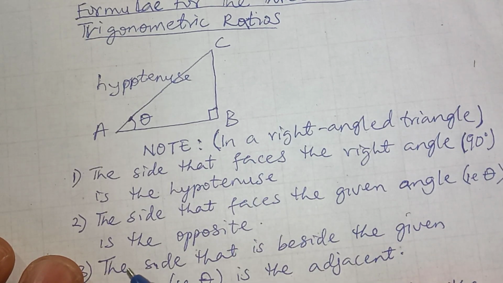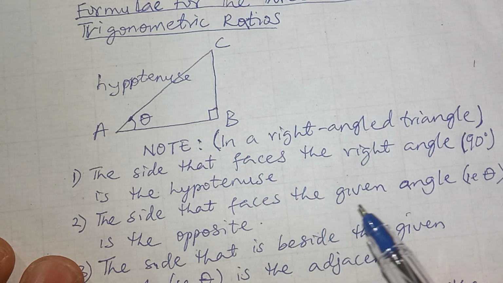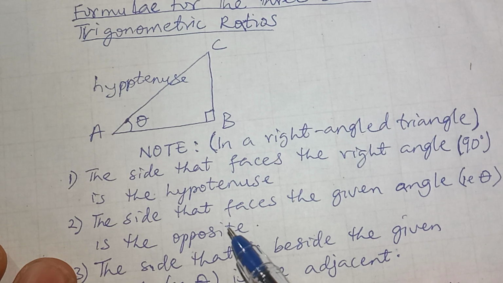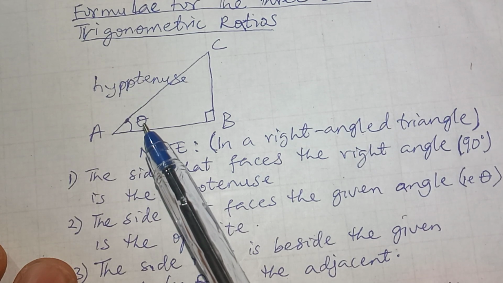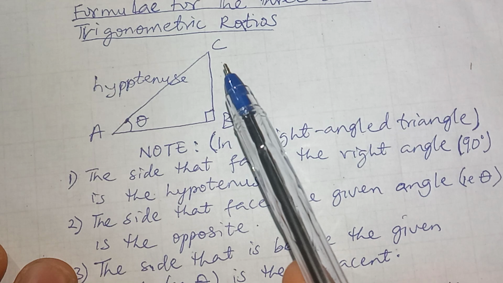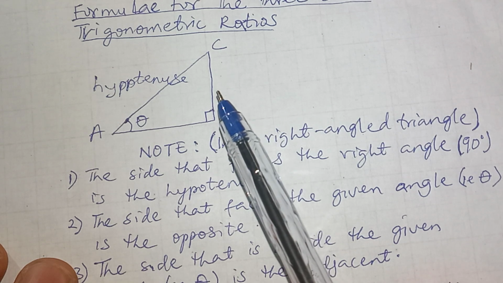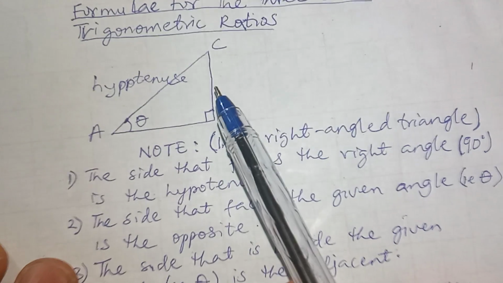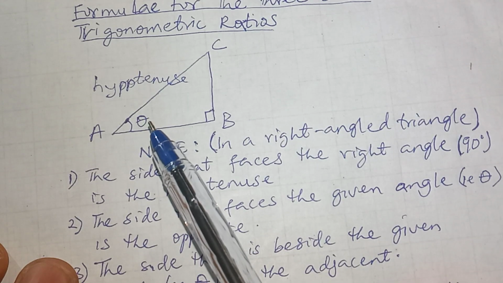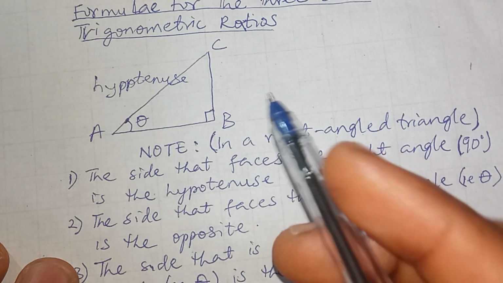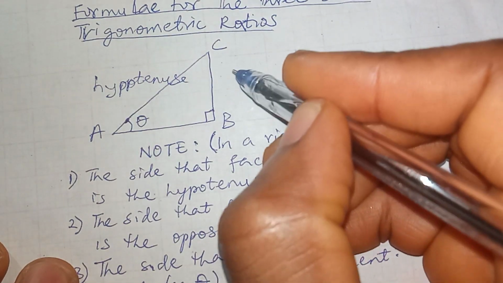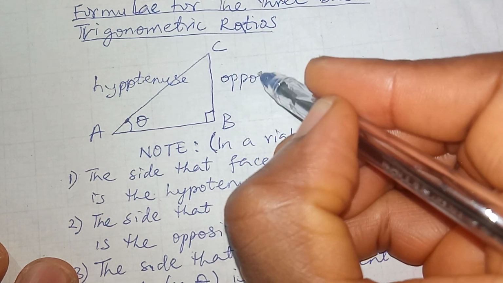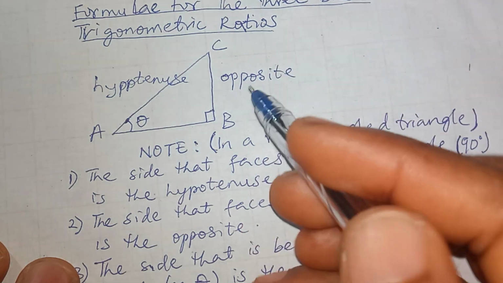And again, the side that faces the given angle, that is theta, is the opposite. So this angle here is theta. And this side BC faces this angle theta here. Because this side is facing the given angle theta, it is called what? The opposite. So this side is the opposite.